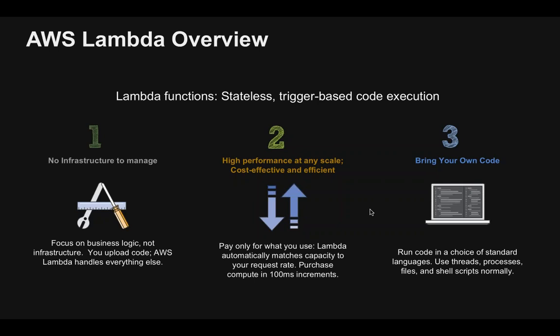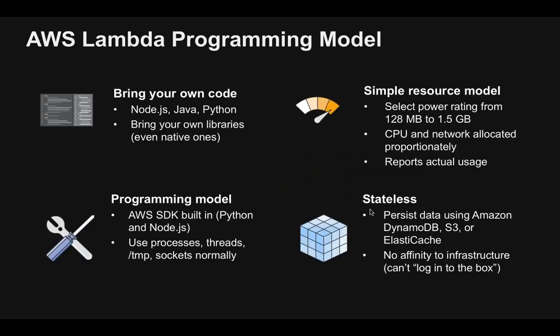Lambda allows you to bring your own code. So there are a number of languages that you could use to define that business logic, and we'll go through that in a sec. And you can still use your threads, your processes. You can still access files just like you would normally. So at this time, you can write your Lambda functions in Node.js, JavaScript, Java, and Python. So you have access to all the native libraries that these languages support, and you can use third-party libraries or even roll your own. The Lambda context has the AWS SDK built in, so you can programmatically integrate with other AWS services.